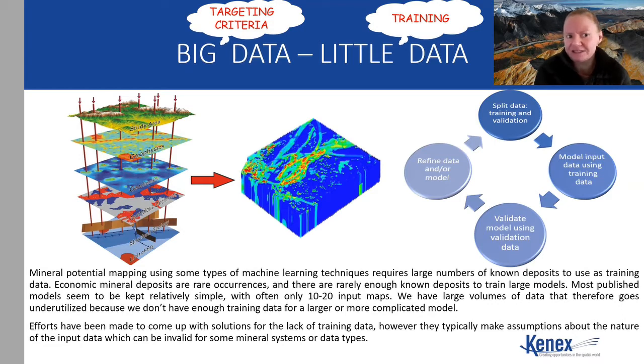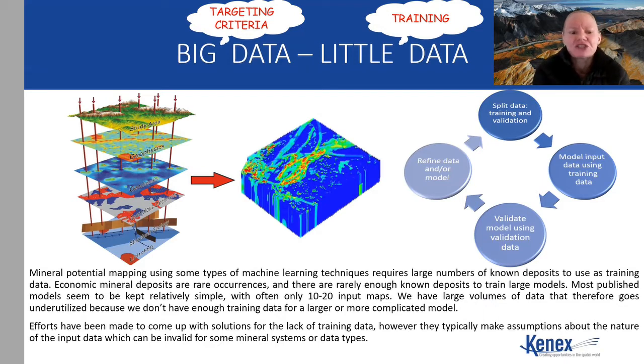So what I've found from reviewing the literature is that most published models seem to be kept relatively simple, including maybe a dozen or so input maps. There's very few that include more than 20 or so. But we do have, as geoscientists, very large volumes of data. And so by only including a dozen or so input maps, a lot of that data is therefore going underutilized or unutilized entirely because we don't have enough training data for more complicated mineral potential maps or models.